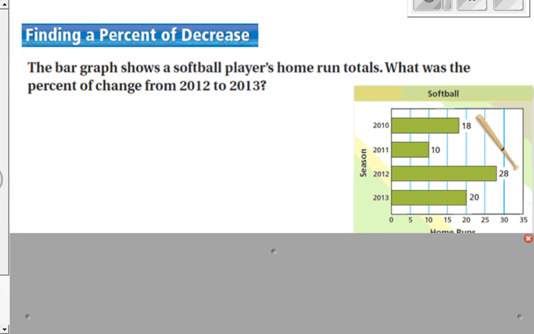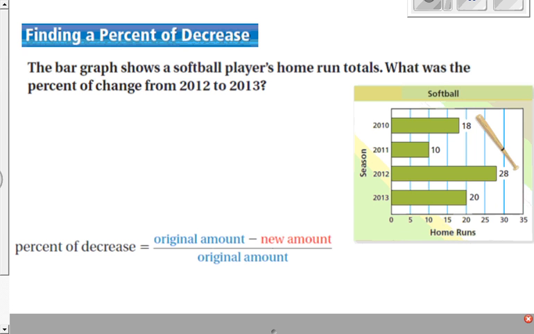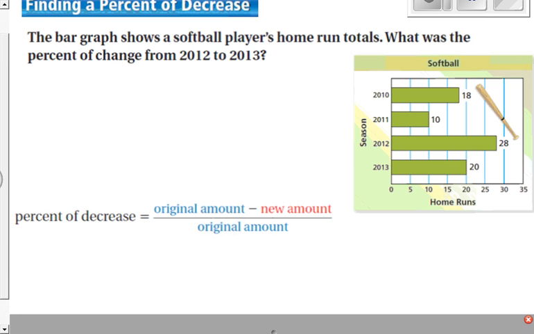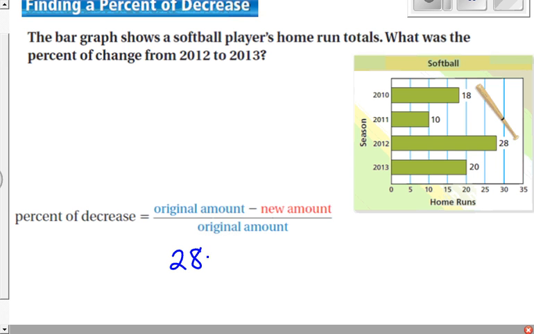Finding a percent of decrease. The bar graph shows the softball players' home run totals. What was the percent of change from 2012 to 2013? Again, since it says percent of decrease, we're going to use the original amount minus the new amount over the original amount. The question's asking from 2012 to 2013. So in 2012, she had 28 home runs, minus my new amount in 2013, she only had 20, over my original amount, which was 2012, which was 28.